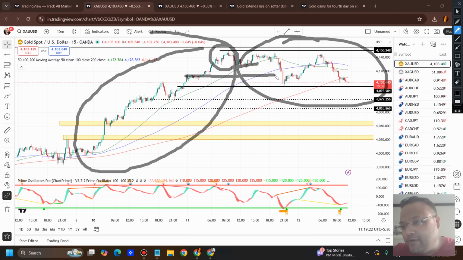Gold is like the beautiful girl in the college who likes to flirt but doesn't commit. She gives you hope, looks stable, but the moment you trust her, boom, volatility.